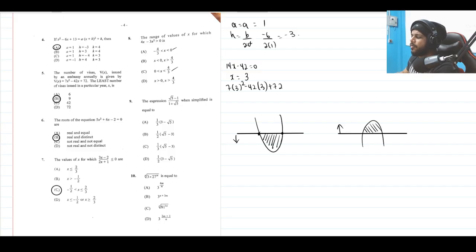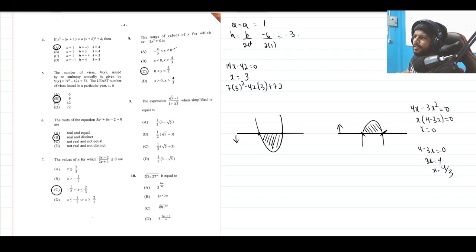Now, how are we going to figure out which one is which? I have to figure out what this is, and I have to figure out what this is here. So solve the quadratic. I have 4x minus 3x squared is equal to 0. x into 4 minus 3x is equal to 0. x could be equal to 0, and 4 minus 3x is 0. 3x could be equal to 4, and x is 4 over 3. So 0 and 4 over 3, so the answer will be C.